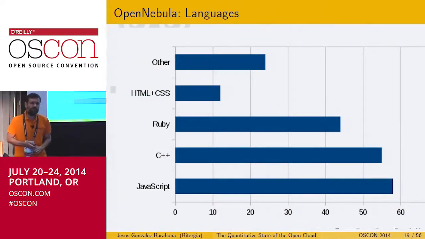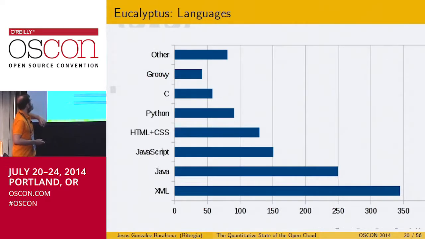When we came to languages, we also find a lot of differences between the different projects. So this is OpenNebula. In OpenNebula, you can see that it's basically JavaScript, C++, Ruby, and some other things. When you move to Eucalyptus, it's basically XML, and then Java, JavaScript, Python, and so on. The most interesting thing here is the diversity in languages that you find in the repository. So compared to the others, this has much more languages involved.